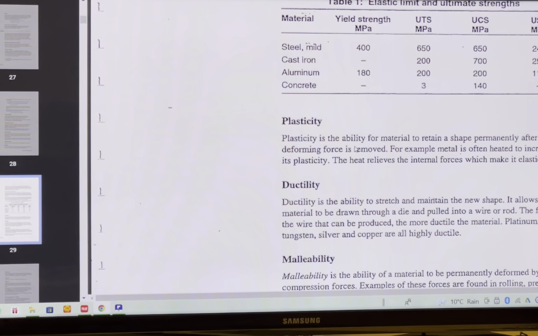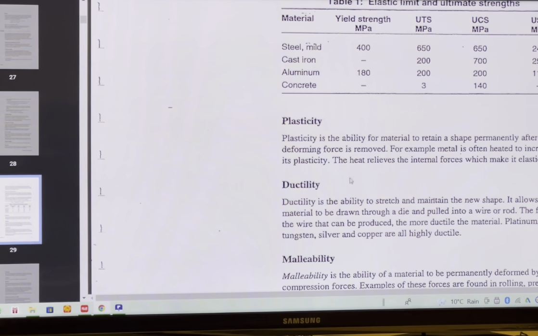Plasticity is the ability of a material to retain a shape permanently after the deforming force is removed. With a big force, more than the UTS, this material cannot go back to its original dimensions. That we call plasticity. Next is ductility.